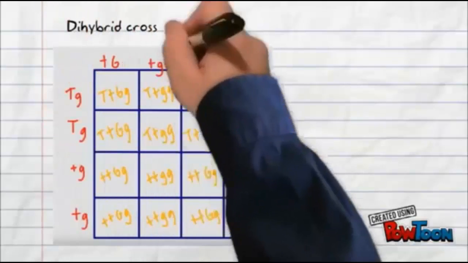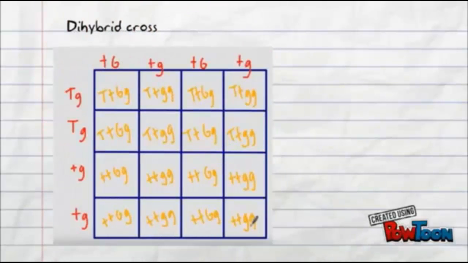And dihybrid is making the Punnett square a much larger 4x4 Punnett square, rather than your usual monohybrid Punnett square with its 2x2 crosses. Dihybrid combines two characteristics from each parent.